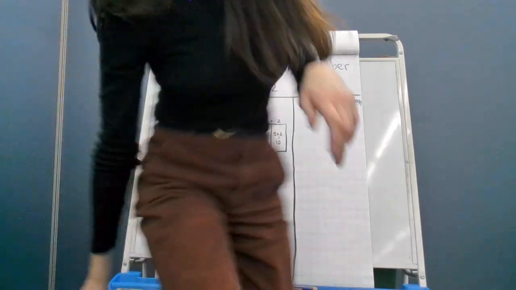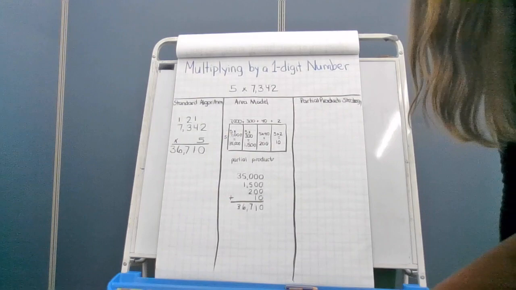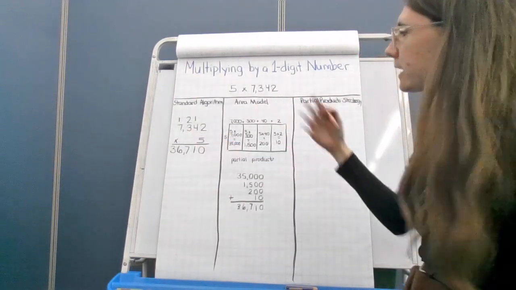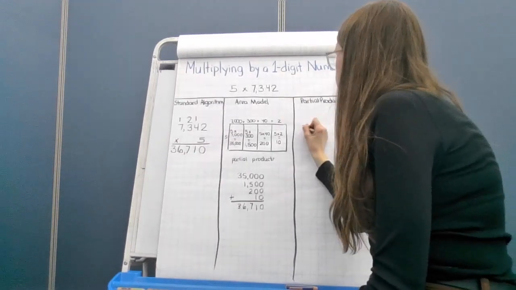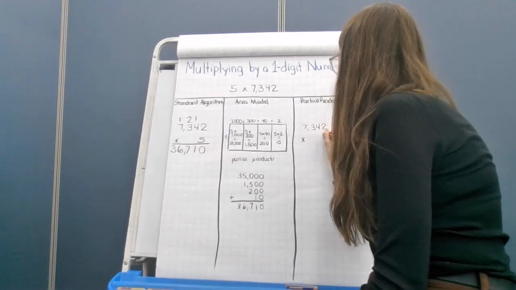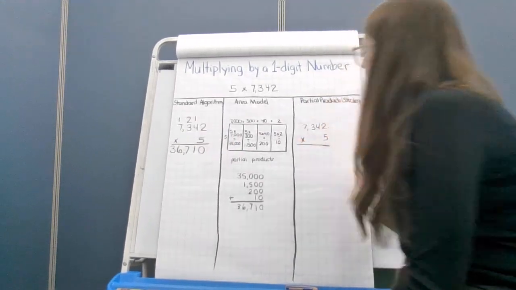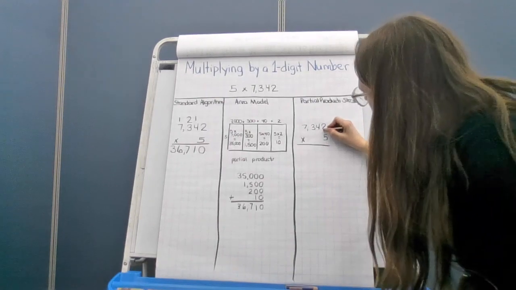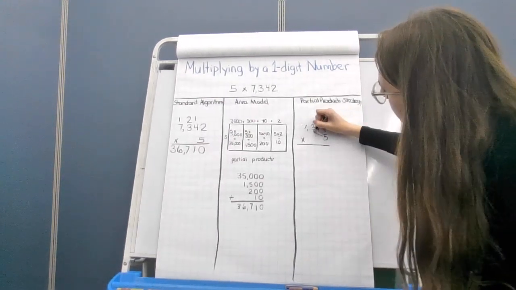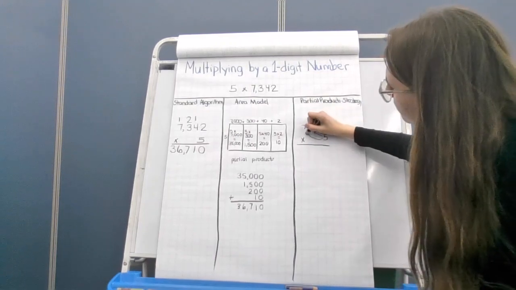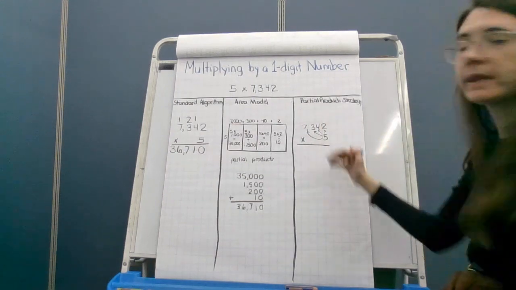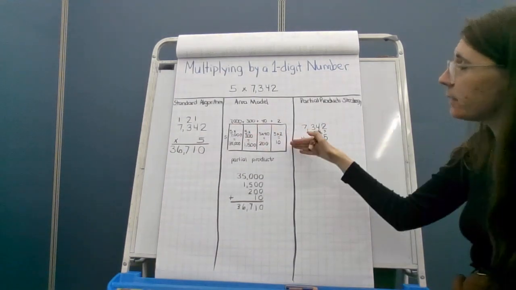The final strategy that they learned is called the partial products strategy. And this is going to look a lot like the standard algorithm, it just has a little bit of extra work. So they set the number up as 7,342, and they're multiplying that by 5. And then they're going to start by multiplying the 5 times the 2, then the 5 times the 40, the 5 times the 300, and then finally the 5 times the 7,000. And then they're going to make a list, again, of those same partial products.